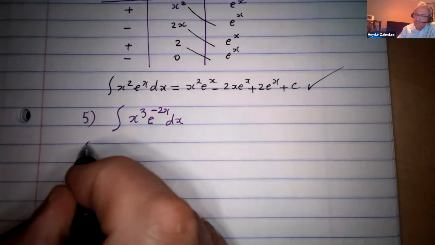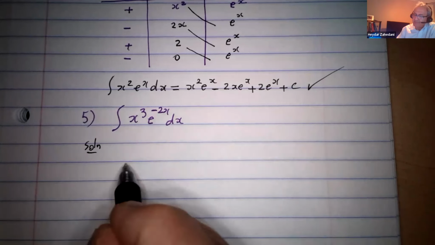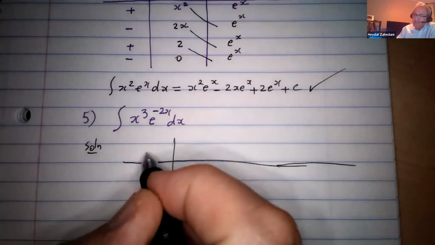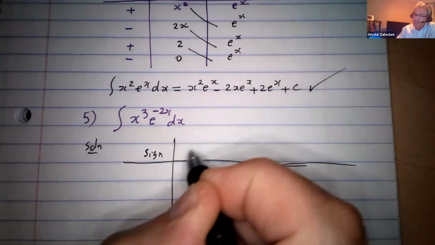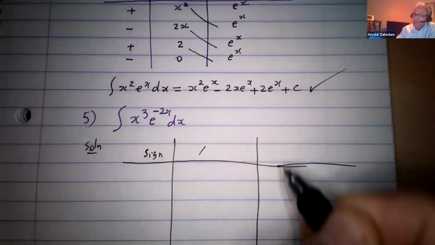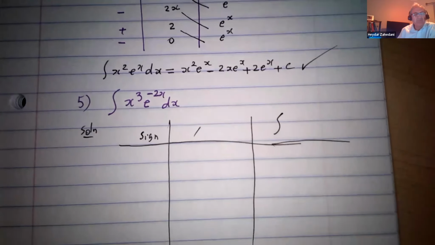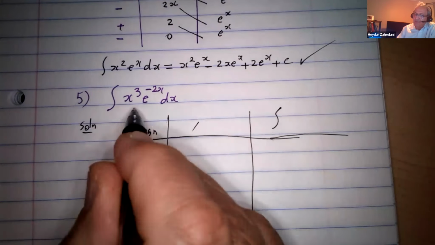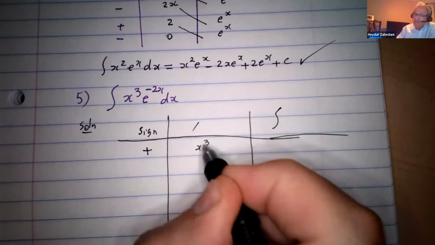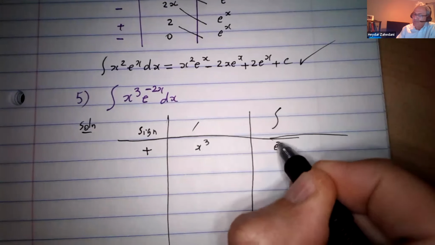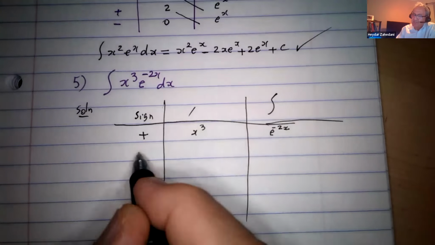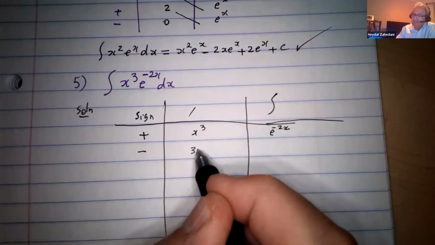Okay, so tabulated one. So the solution is going to be the table. This is the sign column. This is the prime. This is the integration. Okay, so the sign would be positive. You put the x cubed here, and you put the e to the negative 2x. Now you start. The sign would be negative. You differentiate it. That gives 3x squared.